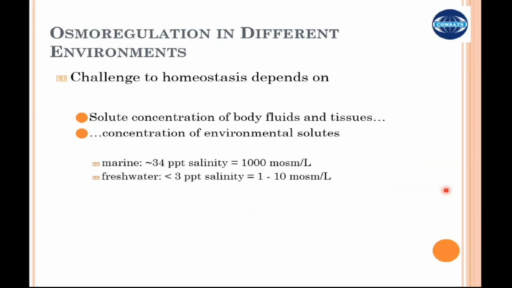You see here the marine environment has 34 parts per trillion salinity, which is about 1000 milliosmolar per liter, compared to fresh water, which has less than 3 parts per trillion salinity, or salts within water. These two are very different approaches, which we will discuss in the upcoming slides.